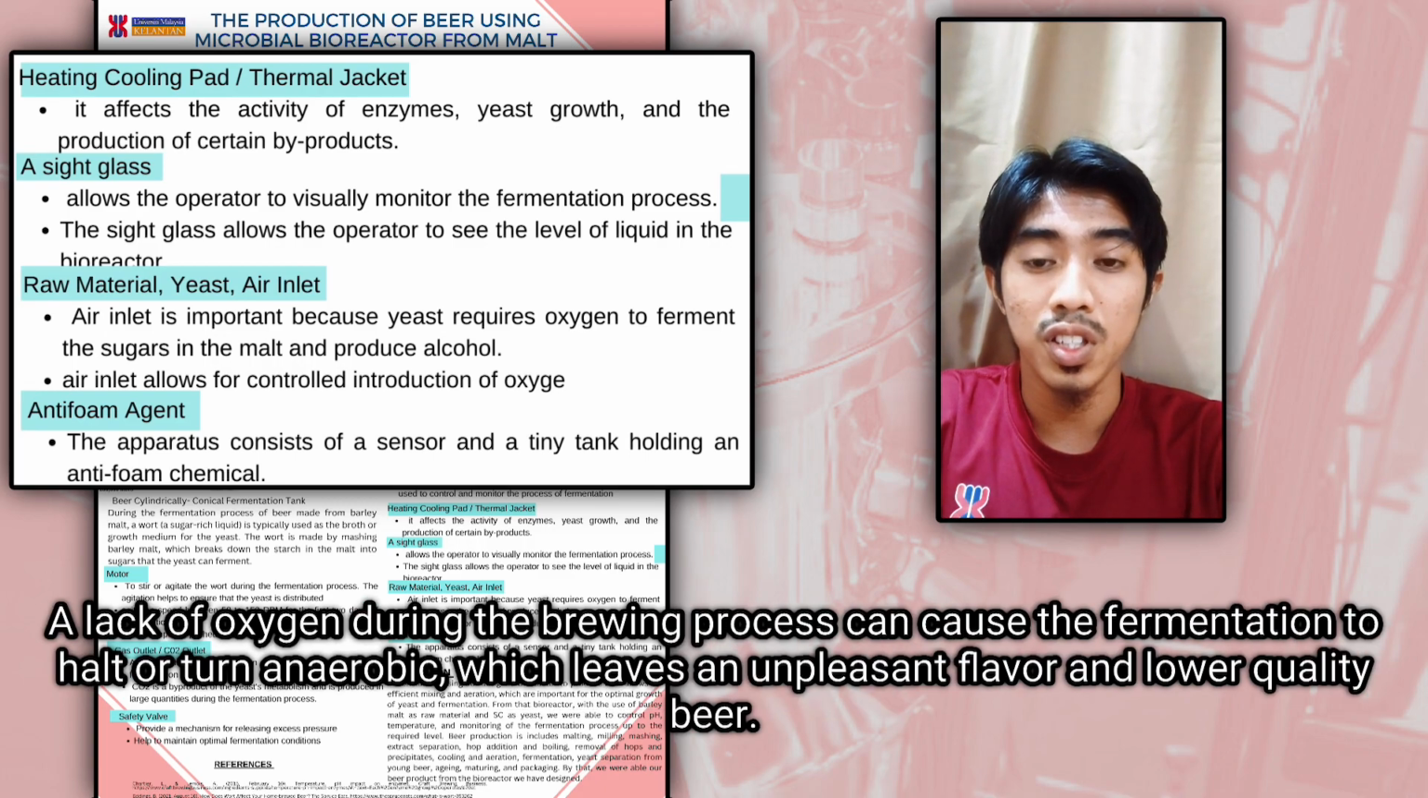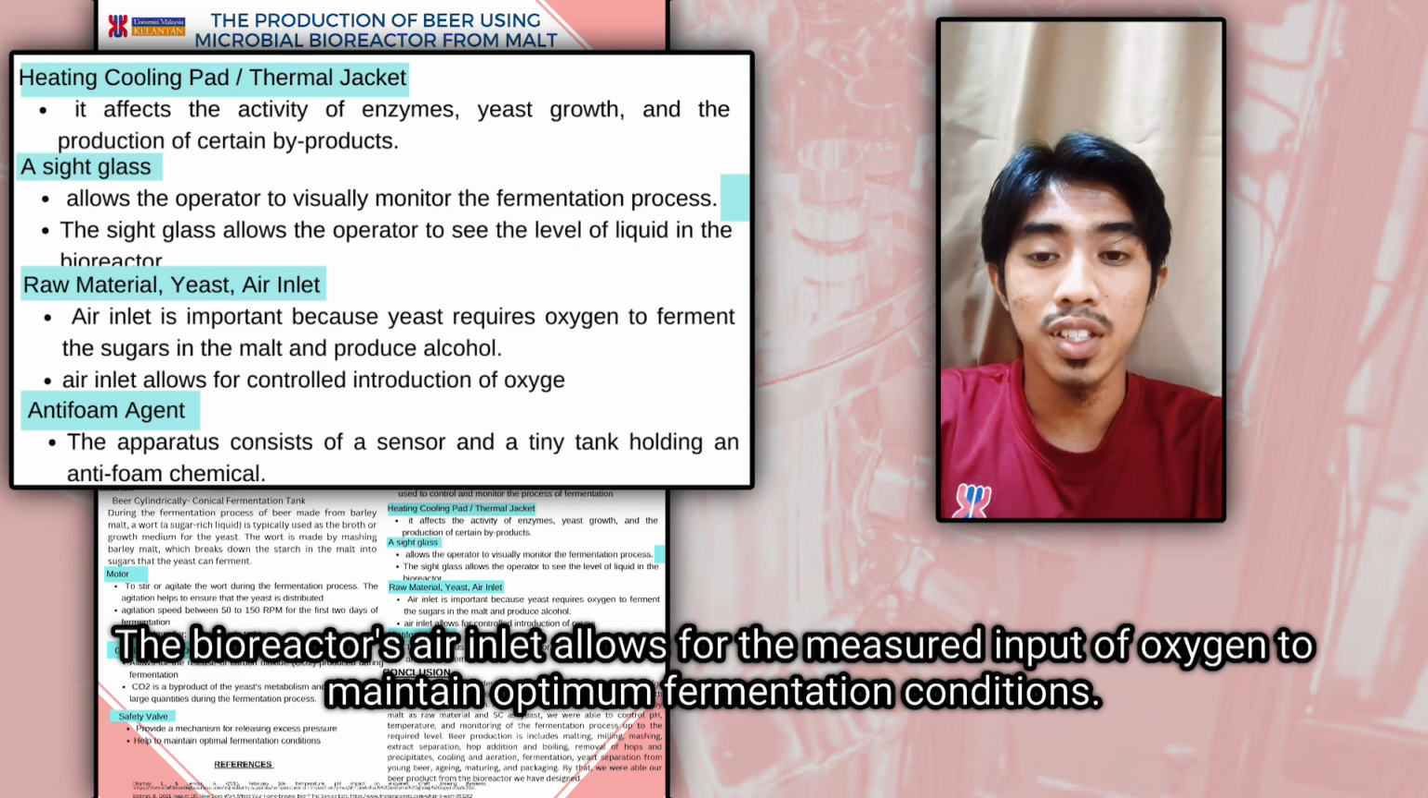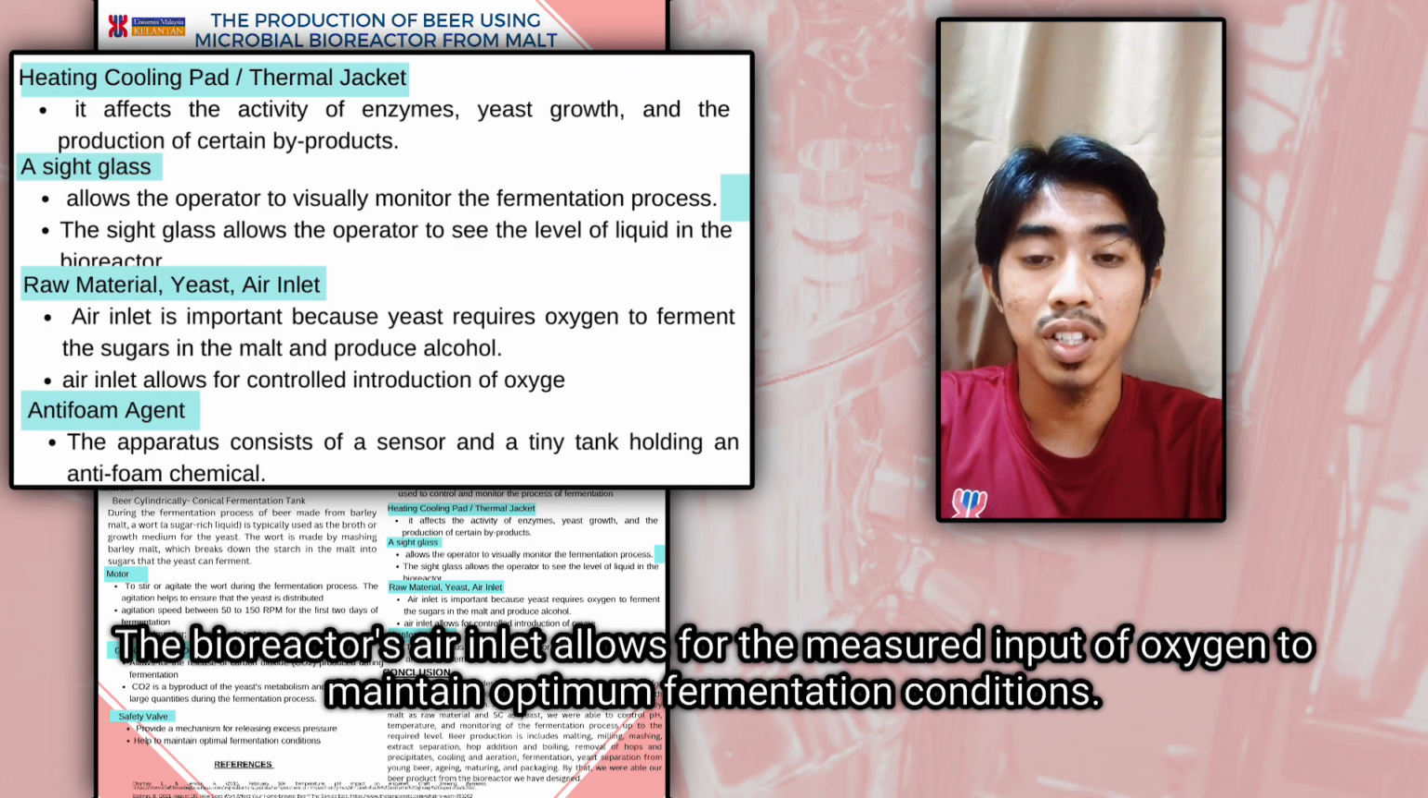A lack of oxygen during the brewing process can cause the fermentation to halt or turn anaerobic, which leaves an unpleasant flavor and lower quality beer. The bioreactor's air inlet allows for measured input of oxygen to maintain optimum fermentation conditions.